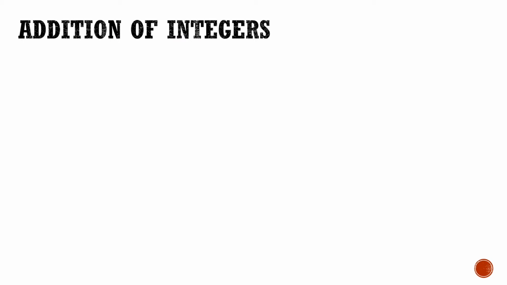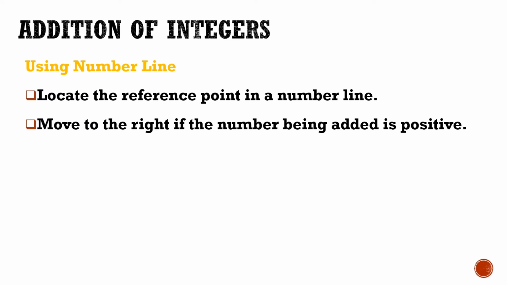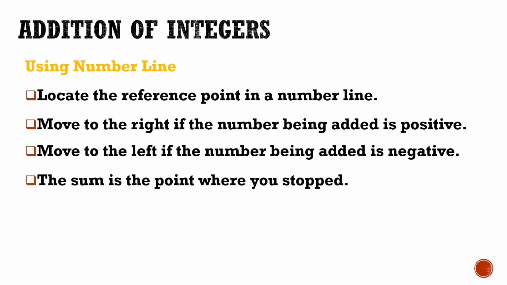Let us have the addition of integers. First, let us use number line. So we have different steps to add integers using number line. First, locate the reference point in a number line. Second, move to the right if the number being added is positive. Third, move to the left if the number being added is negative. And last, the sum is the point where you stopped.